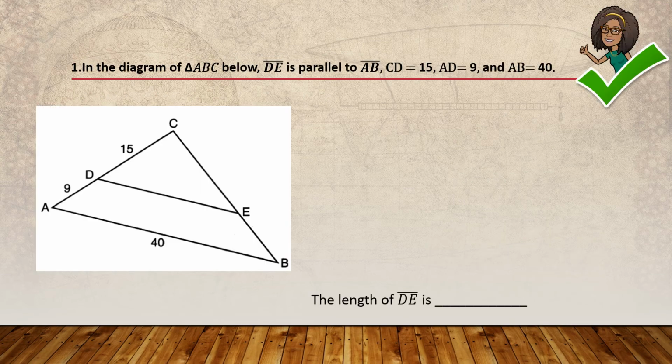All right, so let's look at number 1. Number 1 says, in the diagram of triangle ABC below, we have segment DE is parallel to segment AB, and we have CD as 15 and AD as 9 and AB as 40, and we want to find the length of DE. So we're looking for this length right here of DE. So we already noted that DE and AB are proportional.